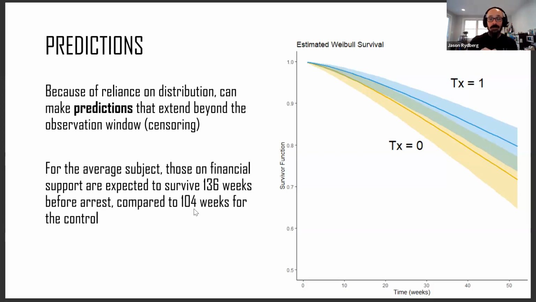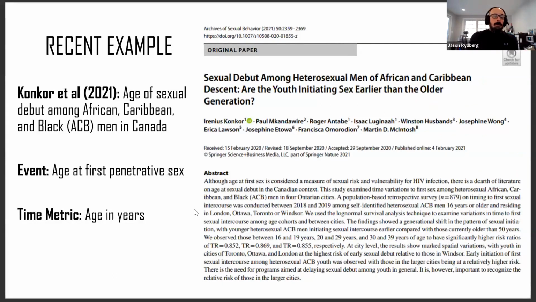When you look at the ratio between the two, that equals out to that accelerated failure time ratio of about 1.313. Okay, so taking a look at an example of these applied in research.